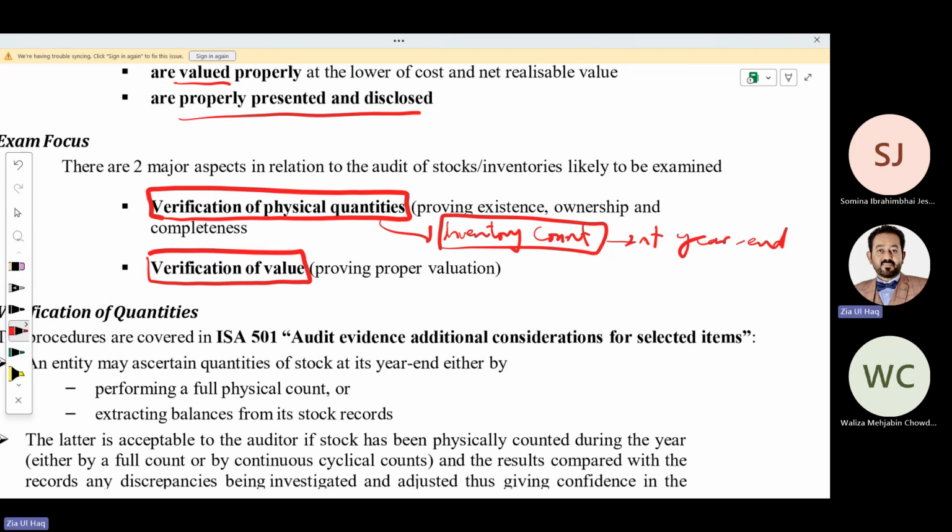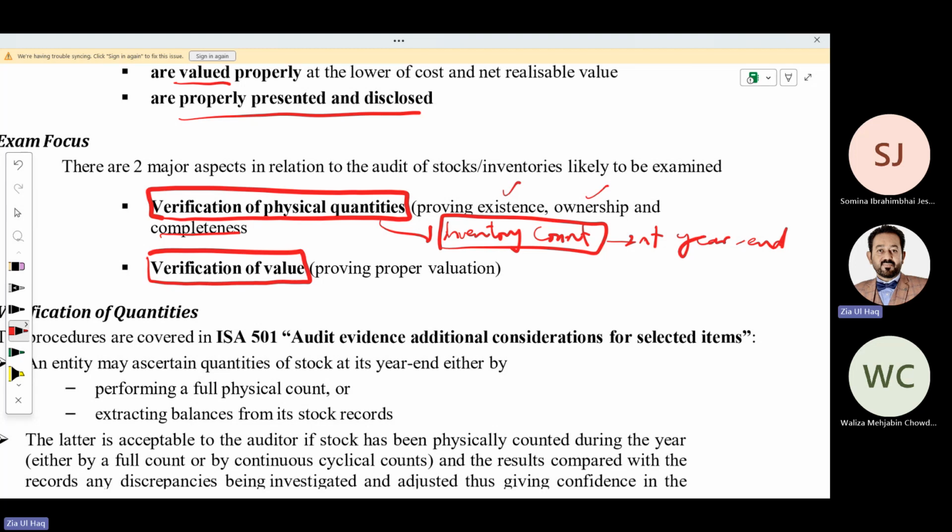If that quantity is available in the warehouse, through this we will be able to verify three assertions. The inventory actually exists, meaning existence. If it exists in the client warehouse, this means the client owns the inventory. And if the inventory in the record is similar to the physical inventory, this means the inventory is completely recorded.